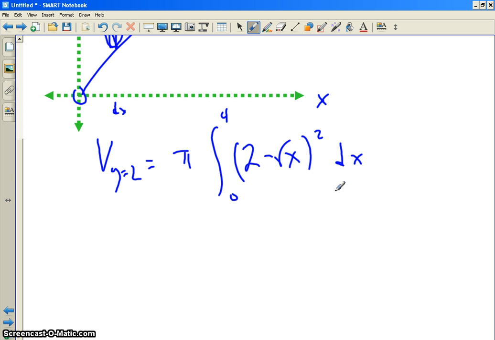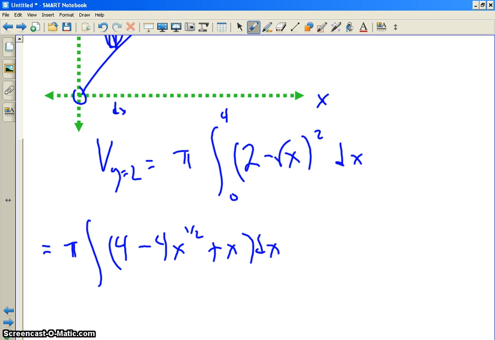Well, how are you going to deal with this integrand? It's still pi r squared dx. It's still vertical strips disks, right? But how do you do this? FOIL it out, right? All right, so what do you get? You get 4 minus 4x to the 1/2 plus x. You have to FOIL that out on the side. Go for it. Okay, I didn't integrate yet. I still got to do pi times the integral of that dx from 0 to 4.